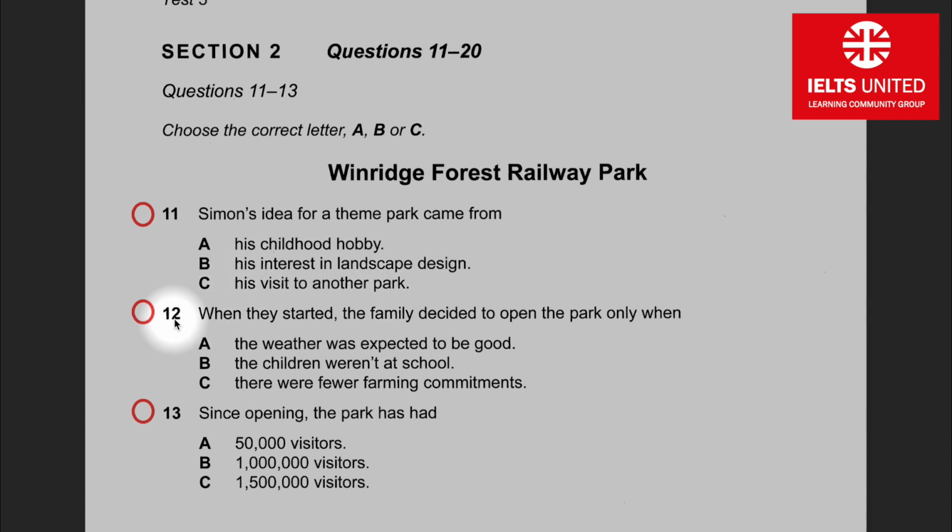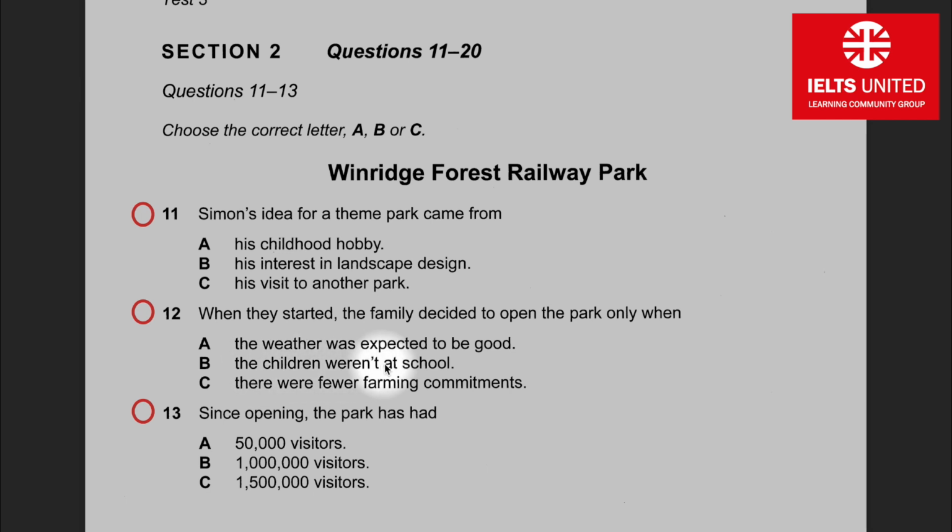If he starts to talk about an experience at another amusement park, then it's going to be C. 12. When they started, the family decided to open the park only when the weather was expected to be good, so think of words related to weather, like rain, sunshine, storms, thunder, wind, all different kinds of weather that will help us, and expected to be good, so think about why.